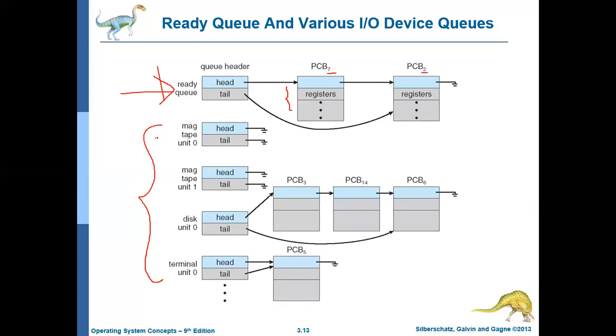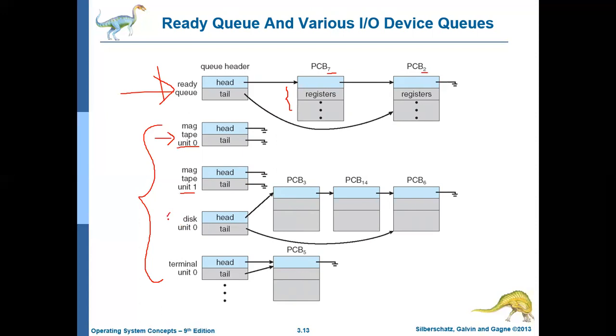The first device is magnetic tape unit 0. Here it is assumed that the system has two magnetic tapes, the first called unit 0 and the second called unit 1. The head is pointing to null and the tail is also pointing to null. It means the queue is empty. Currently no process is using magnetic tape unit 0. Similarly, no process is using magnetic tape unit 1, so here also head and tail are pointing to null.